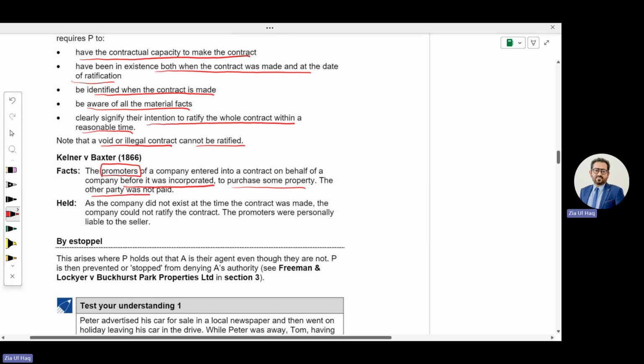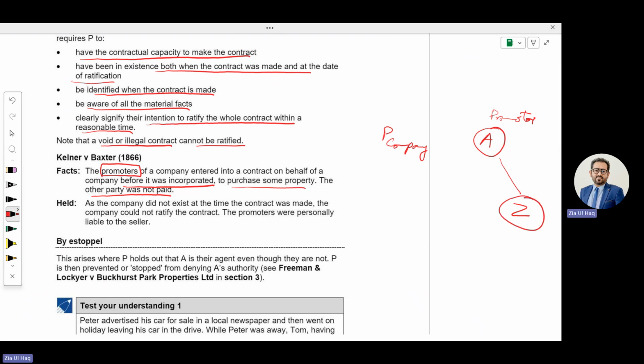The other party was not paid, as they didn't pay. So this was a company, and this was Mr. A, the promoter. They signed a contract with Z to buy property from Z and said to Z, we are buying this property on behalf of P company. They transferred the property, but they didn't pay the full amount. Z sued the P company because they were working on its behalf. So there is a contract between you and me. But P was not aware.